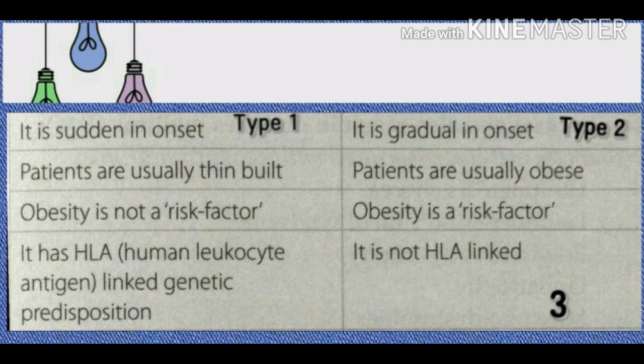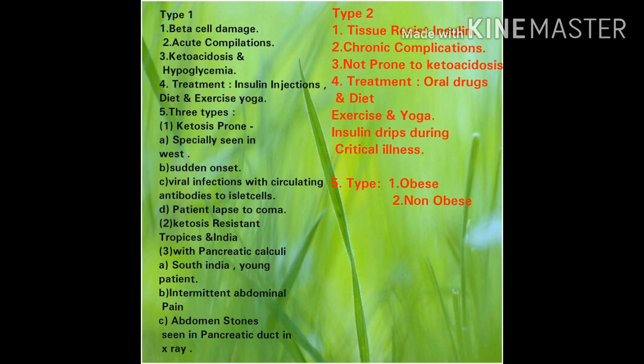And next point, in type 1 diabetes, beta cell damage can occur. By this, a complete insulin deficiency takes place, because beta cells secrete the insulin hormone. In type 2 diabetes, tissue resistance to insulin takes place. Due to that, a partial or relative insulin deficiency takes place, but not a complete one. In type 1 diabetes, acute complications can occur. In type 2, chronic complications can occur, which we discussed already.